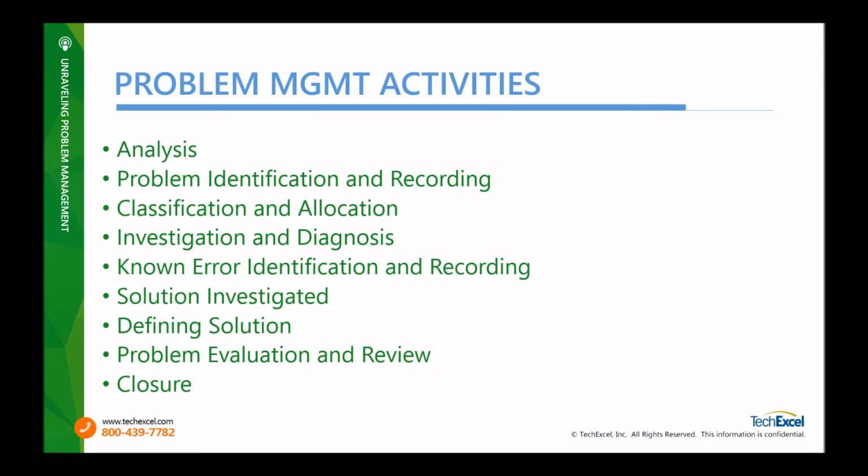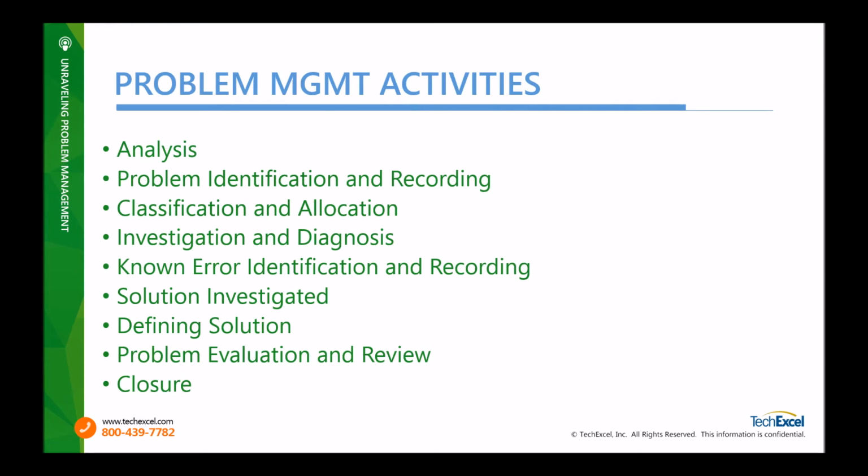First we have analysis. During this stage, you'll be gathering information from other ITIL processes, such as incident management, capacity management, and availability management. Then you go on to identify the problem and record it. You also need to classify the problems by category, perhaps impact, urgency, priority, and status, and allocate resources to the problem. The investigation and diagnosis phase covers the root cause analysis, which I'll go over a little bit more later on.